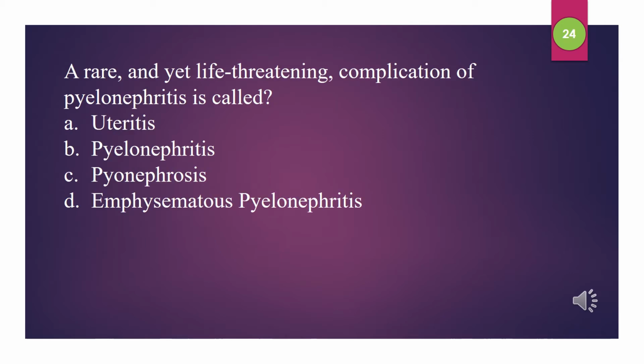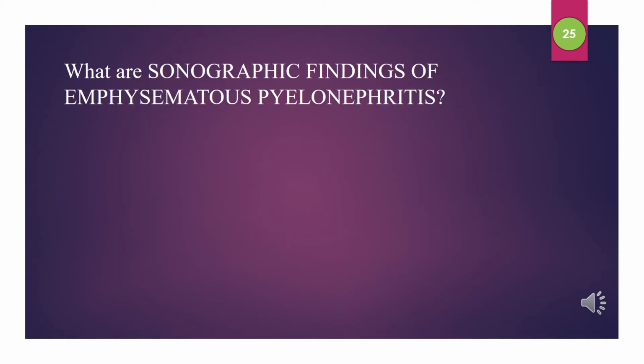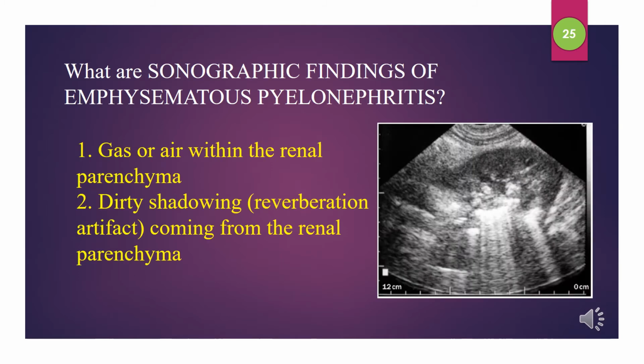A rare, and yet life-threatening, complication of pyelonephritis is called A. Ureteritis. B. Pyelonephritis. C. Pyonephrosis. D. Emphysematous pyelonephritis. The answer is D. Emphysematous pyelonephritis. What are sonographic findings of emphysematous pyelonephritis? 1. Gas or air within the renal parenchyma. 2. Dirty shadowing, reverberation artifact, coming from the renal parenchyma.